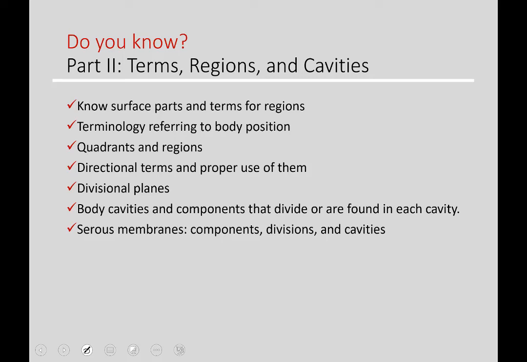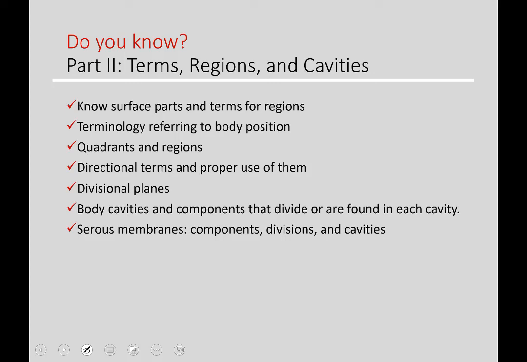Then the divisional planes, be able to know the different slices of the body. If I were to say dividing a body into right and left halves requires what slice? That's a sagittal slice. Dividing the body into a front and back half, that would be a frontal slice, or a top and bottom half, that would be a transverse slice. And then you should know about the body cavities. We have the dorsal cavity, which only has two subsets, and the ventral cavity, which is a little more complicated, has several other subsets. So you should be familiar with what organs are within each cavity, how each of those cavities are divided. And finally, you should be comfortable knowing about the double membrane known as the serous membrane.